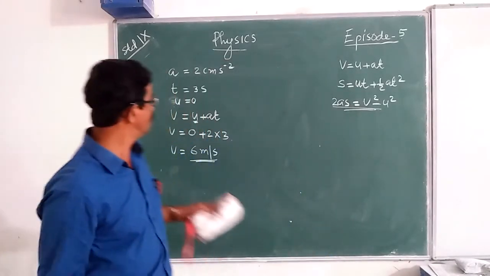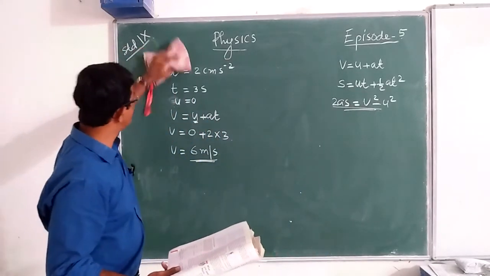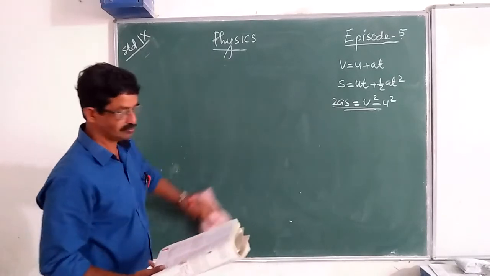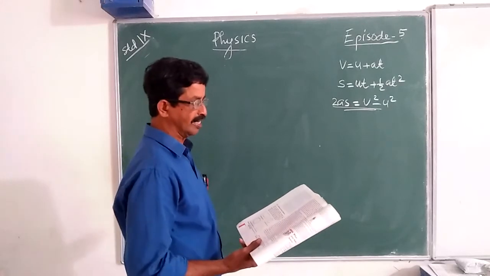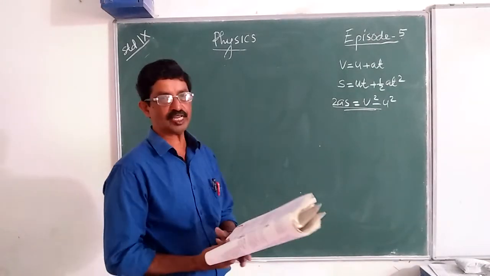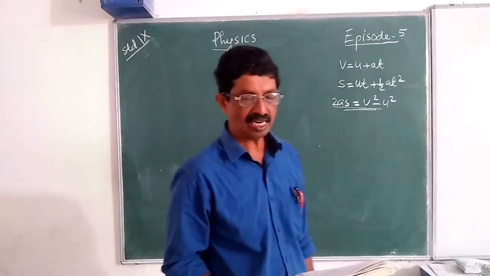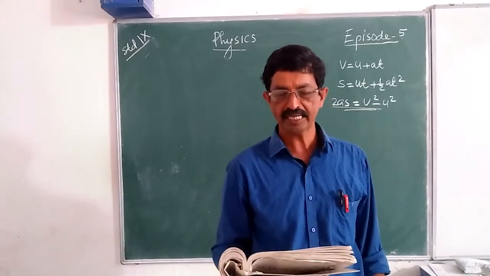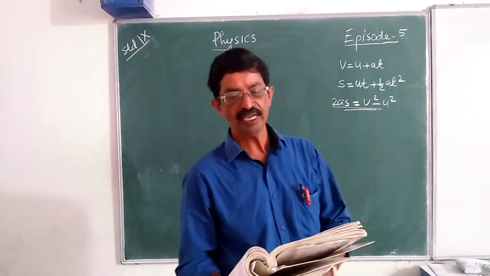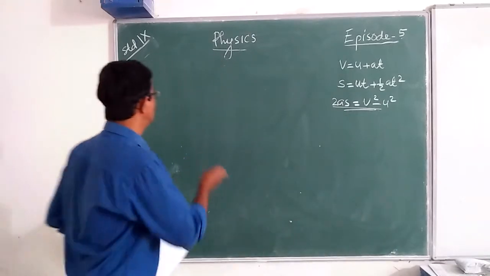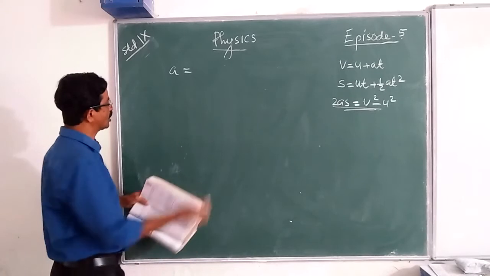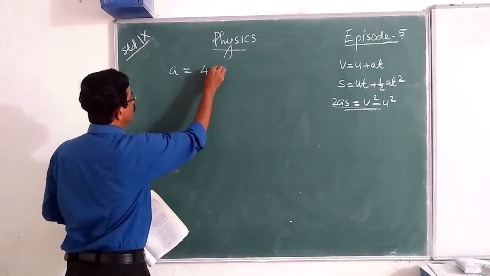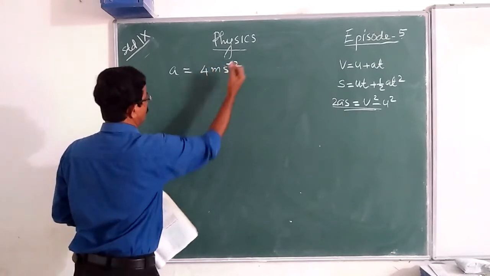Now another problem given is: a racing car has a uniform acceleration of 4 meter per second square. Uniform acceleration is equal to 4 meter per second square.